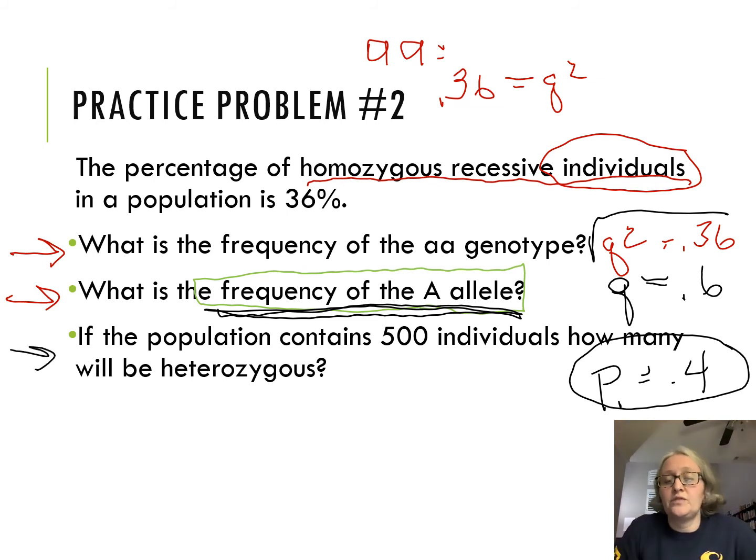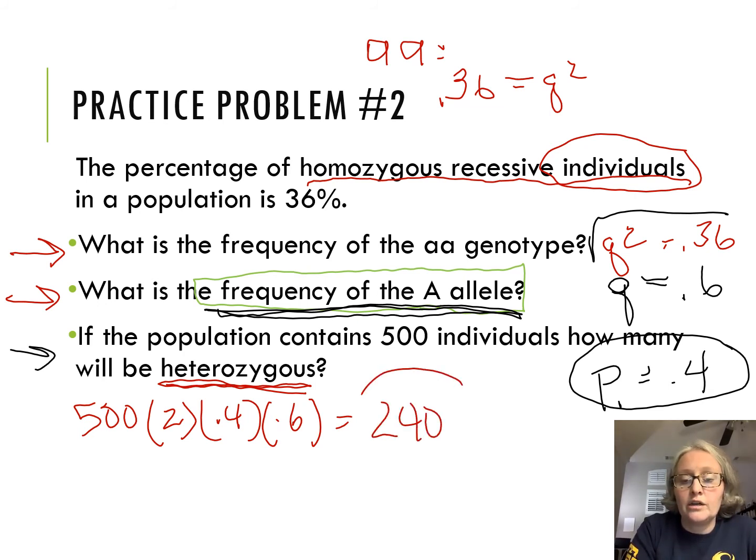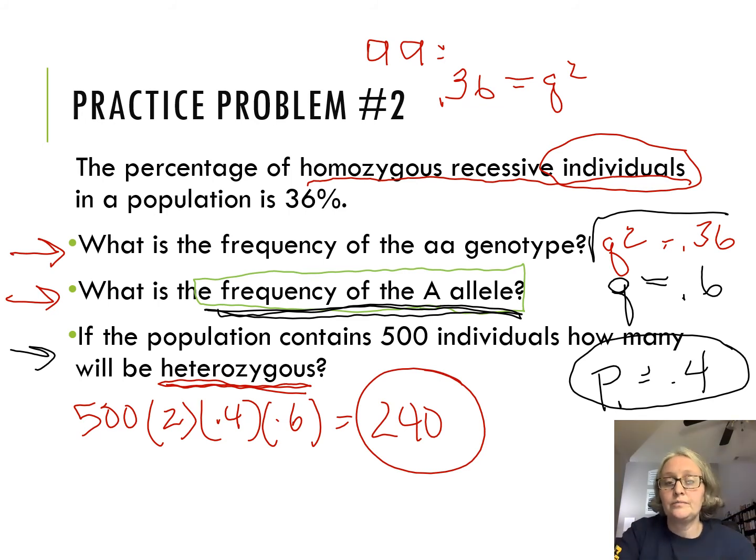All right, third question. The population contains 500 individuals. How many will be heterozygous? Note again that we're not asking for frequencies here. We're asking for individuals that are a particular trait. So we're going to have to do the same thing that we did on the last practice problem. We'll start off with our 500 individuals, and then we're going to multiply that by the frequency that will be heterozygous. In this case, that's 2 times P, which is 0.4, times Q, which is 0.6. If we go ahead and do this math, it turns out that the answer is 240 individuals will be heterozygous.